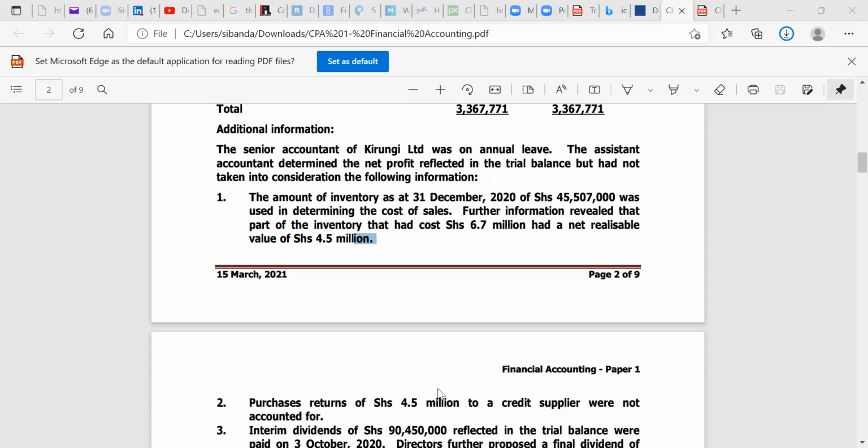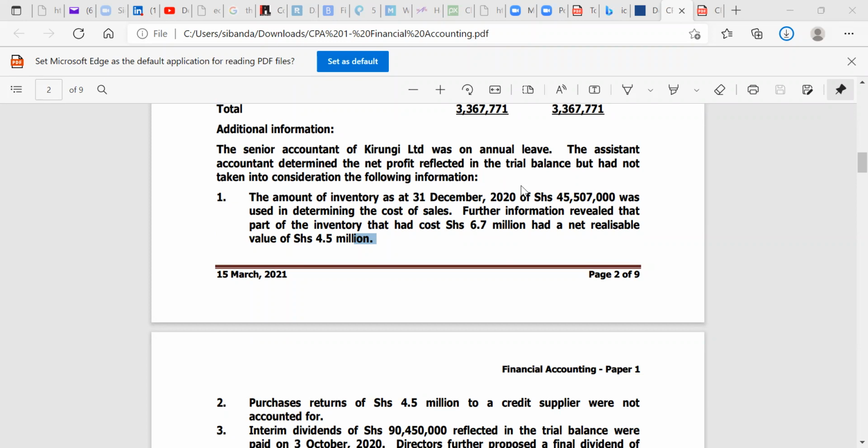Like I said, we have a full standard that regulates how we recognize and measure inventory. The standard says that closing inventory should be valued at the lower of cost and net realizable value. So the two things that you need at hand are your cost and net realizable value. You get your 6.7 and compare it with your 4.5 and ask yourself which one is lower than the other. The one that is lower is the one that you proceed with.